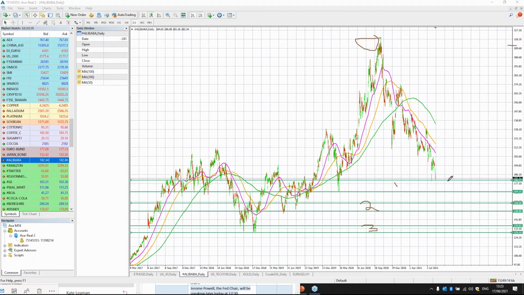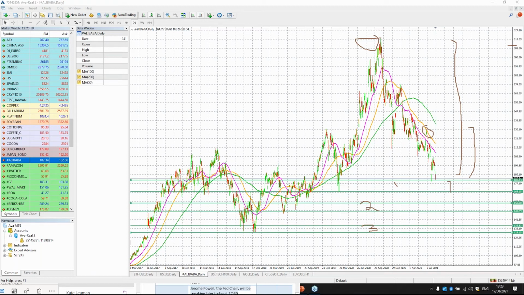So currently, if you're risking about this much, your reward is all the way to here, because this is the target that you'll be looking at, or at least at the minimum, you'll be looking at 230. So again, you will have this much of a reward by risking this much. Or we will wait for the price to come into this area, or we will wait for the price to come into this area.